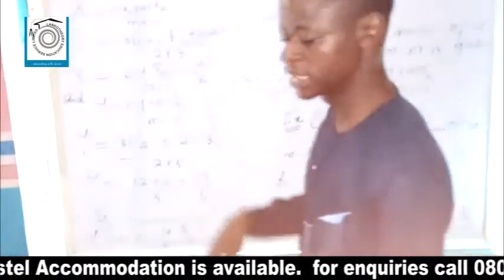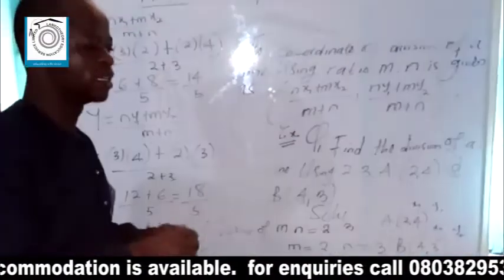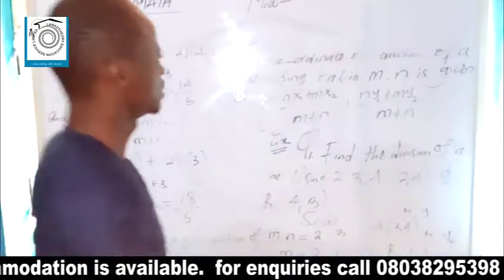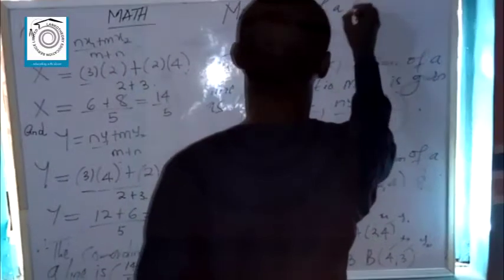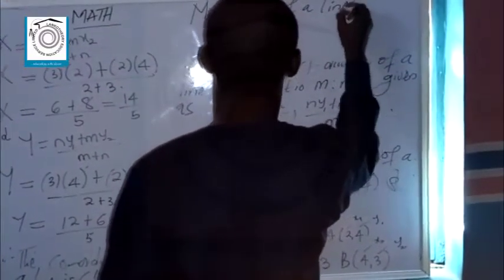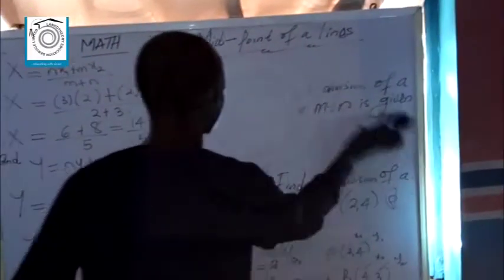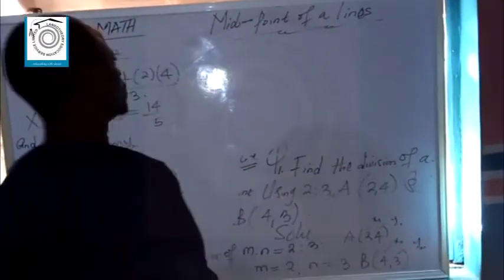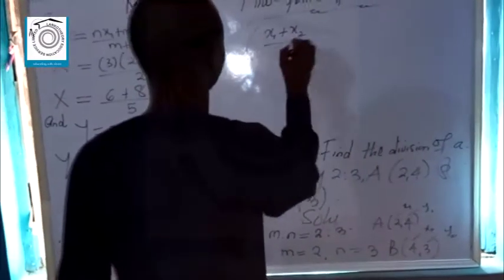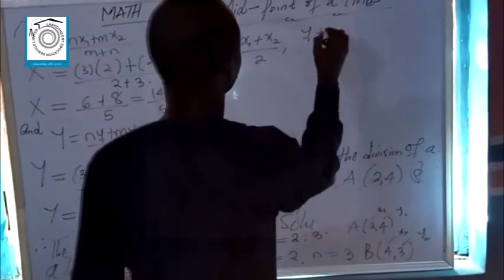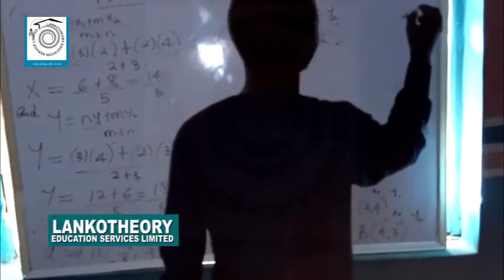So the midpoint of a line is the division of a line in the same ratio. So let me go for the midpoint of a line. How do you determine the coordinate of the midpoint of a line? The coordinate of the midpoint of a line is given as x1 plus x2 upon 2, comma, y1 plus y2 upon 2. So this is the coordinate of the midpoint of a line.